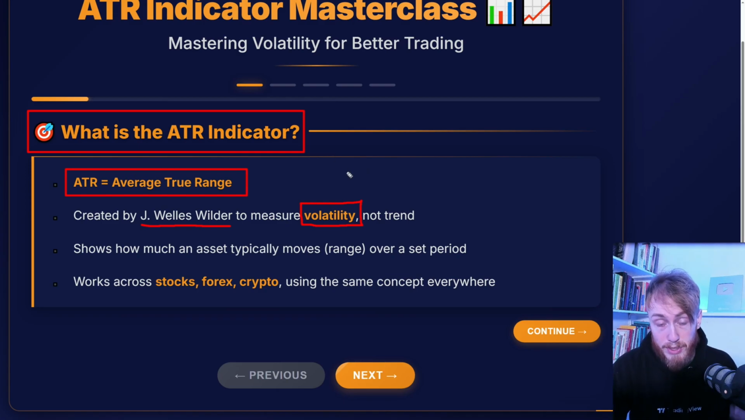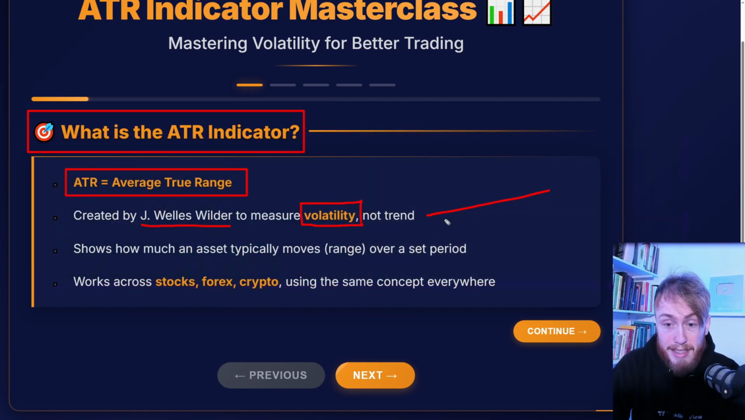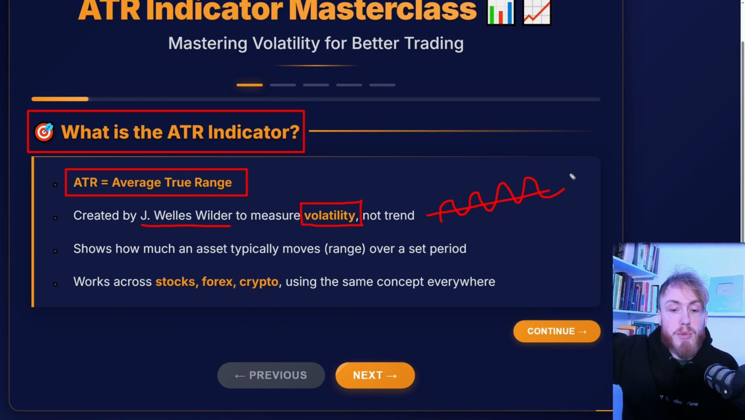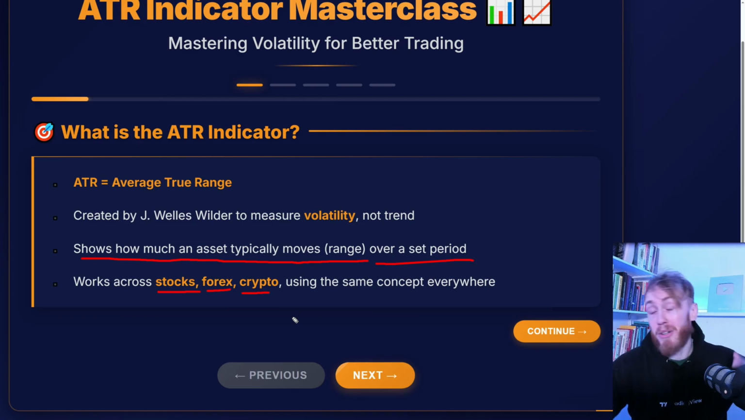Volatility is a very important concept, and if you want to learn more about it, I do have a video about that, so I will make sure to link that video up in the corner in the i. But in simple terms, volatility basically measures how much an asset, like a stock or cryptocurrency, moves around its moving average. So as you can see, it shows how much an asset typically moves or ranges over a set period. And when it comes to the ATR, it works across stocks, forex, crypto, and if you trade gold or anything else, it basically works across all markets.